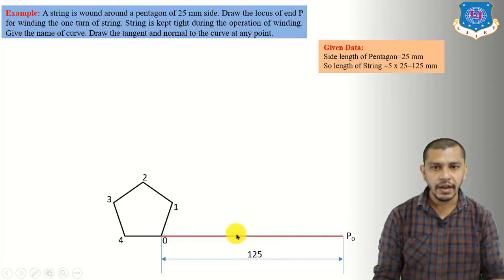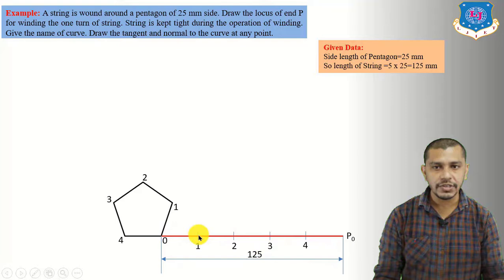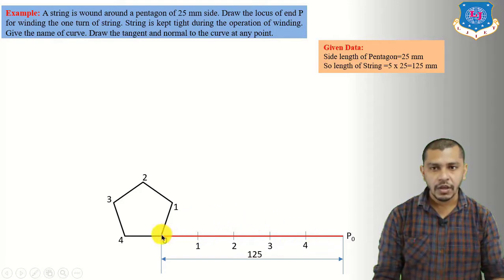Now divide the string into 5 equal parts: 1, 2, 3, 4 and 5. The 5 will be our P0. The length of the string is 125 mm, so the length of each division will be 25 mm. Now after dividing the string into 5 equal parts, extend the edges of the pentagon.